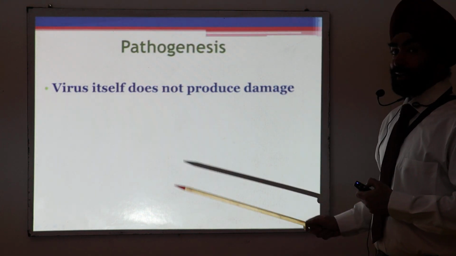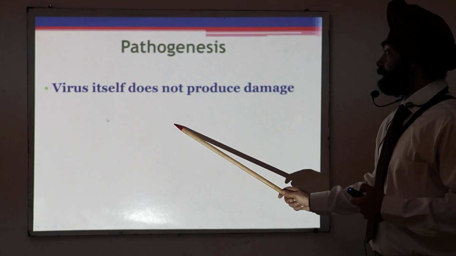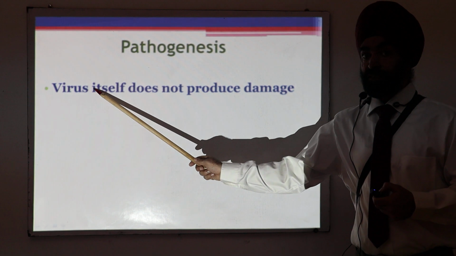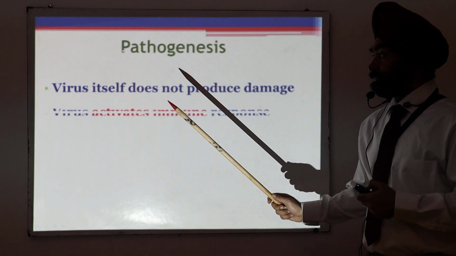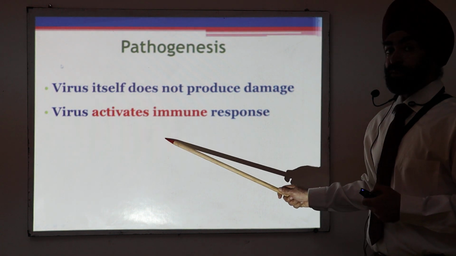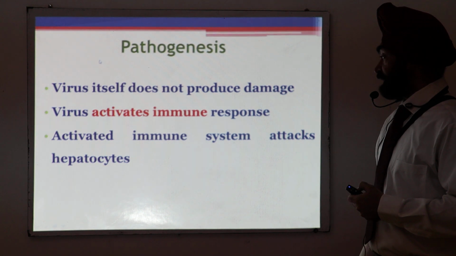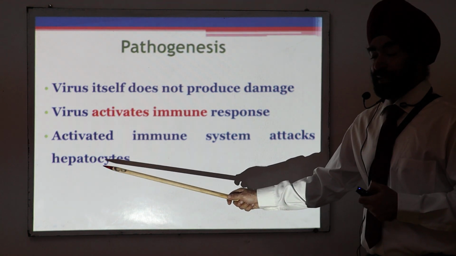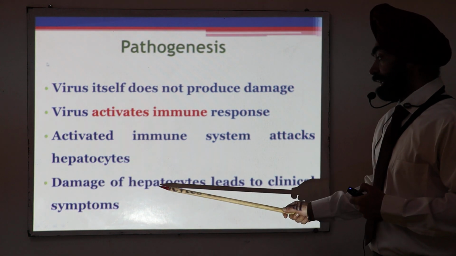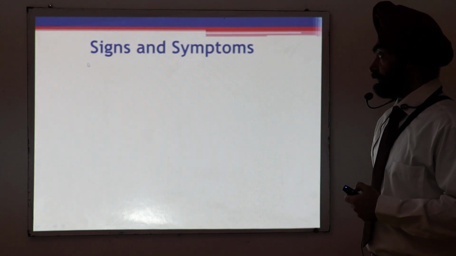Now, in words, I am discussing the pathogenesis. The virus itself does not produce the damage. Remember, the virus itself is not producing damage. But virus-induced activation of the immune response is basically causing the toxicity and damage. The activated immune system attacks the hepatocytes, and damage of the hepatocytes is responsible for the clinical symptoms.